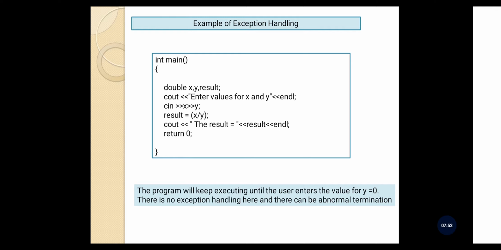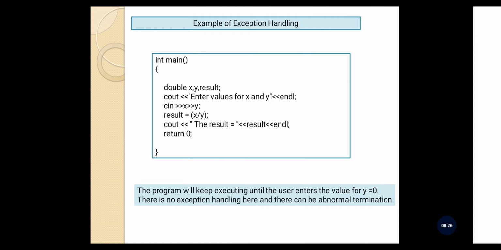If the values of x and y entered are 5, 6, 4, 3, anything, it's absolutely fine until the value of y entered is 0. Because when you divide something by 0, there is a problem. So this program will run absolutely fine until somebody enters the value of y as 0. Now in this case, if you run this program and you enter the value of y as 0, the program will crash. That means there is no code written for exception handling.